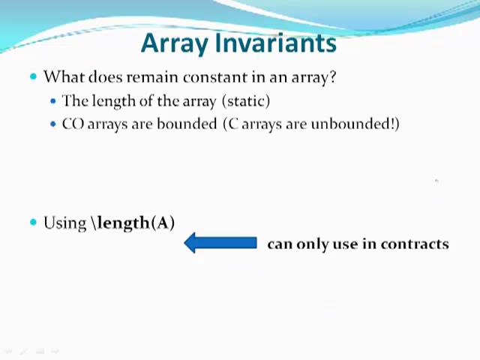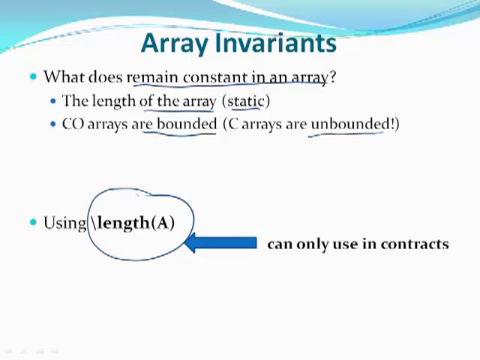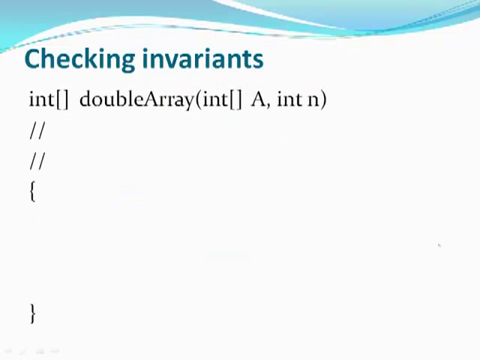Now array invariance. What does remain constant in an array? The length of the array is supposed to be constant in C0, what we call static. C0 arrays are bounded to be type safe, and C arrays are unbounded. That's one of the things you want to know. And in the C0 language, you are provided with the \length of an array that can be used only in a contract. It cannot be used as an attribute. So for example, you cannot say for i = 0 to \length. You cannot say that, but we can use this in a contract to test the sizes of the array.